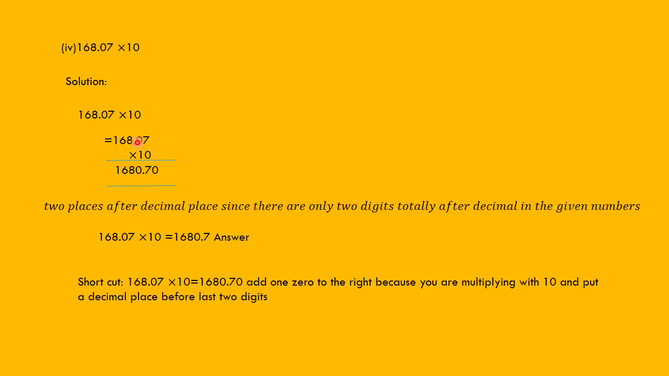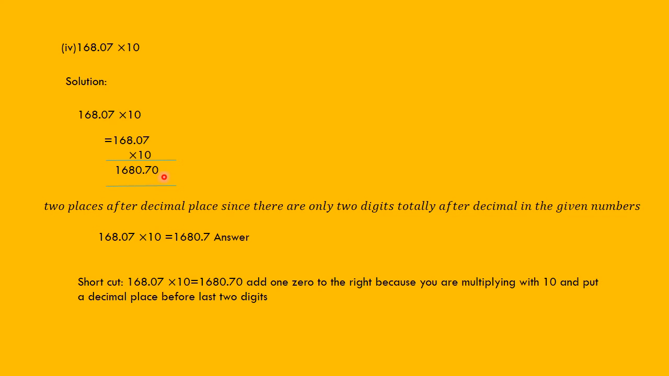Now how many decimal places in the first number do we have? We have two decimal places in the first number and we have no decimal place in the second number. So what shall we do? Totally there are only two decimal places in these two numbers. So what shall we do? We will leave two digits and put a decimal place here.